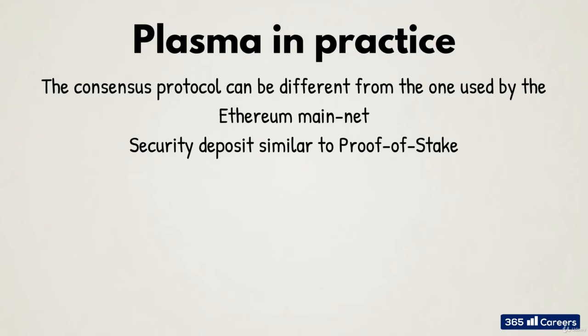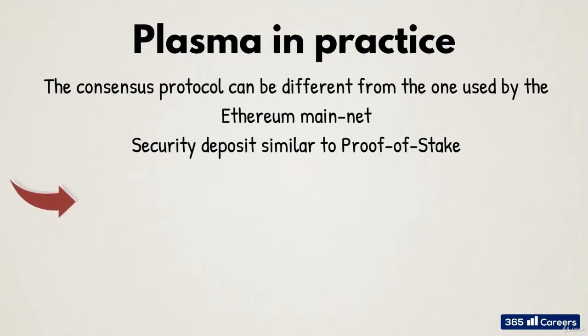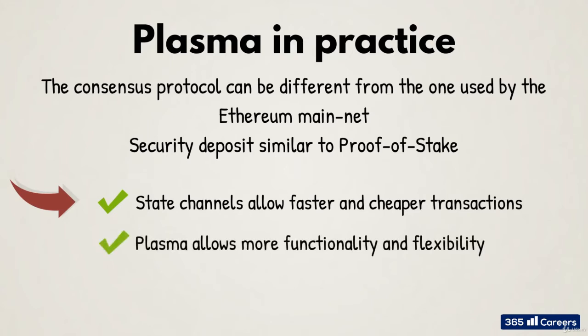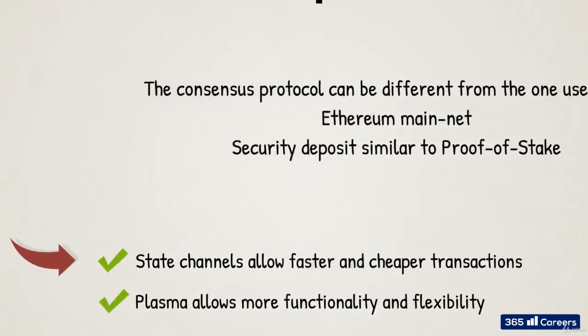of losing their deposit. If we compare the state channels technology to the Plasma technology, state channels should still allow faster and cheaper transactions, while Plasma should allow more functionality and flexibility. Both technologies can actually be combined, with state channels built on top of Plasma chains.